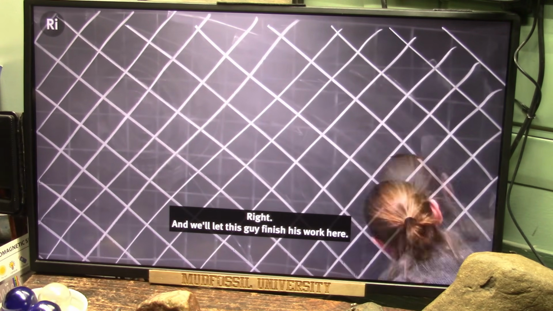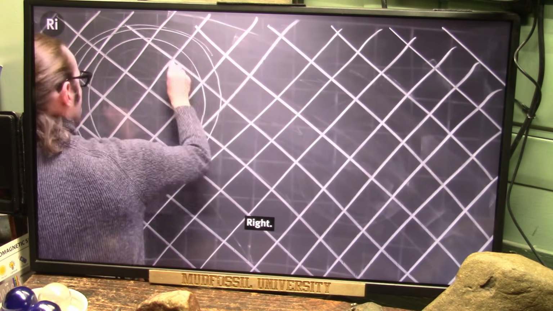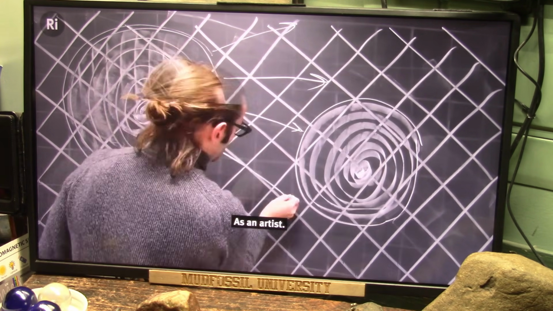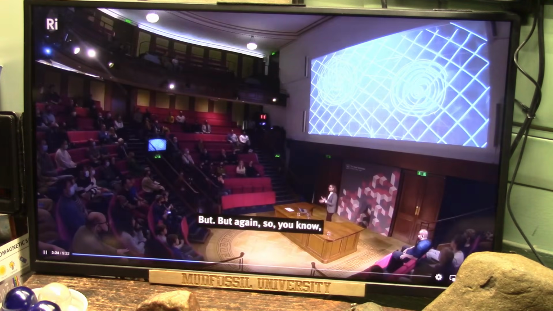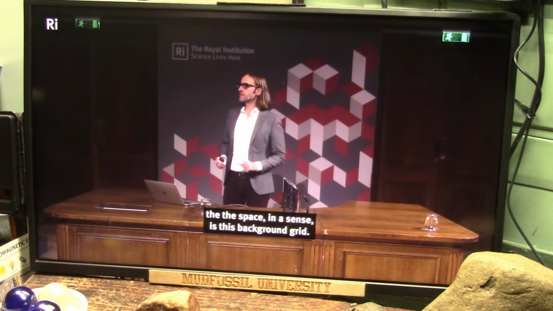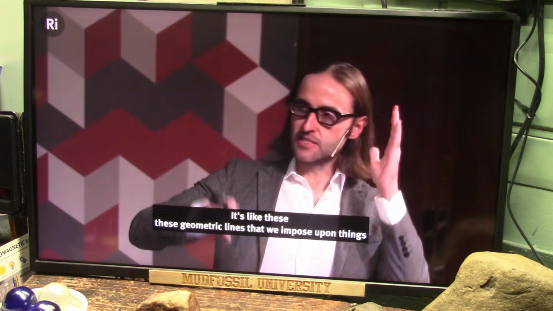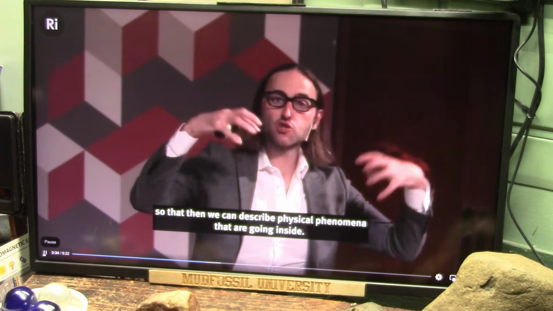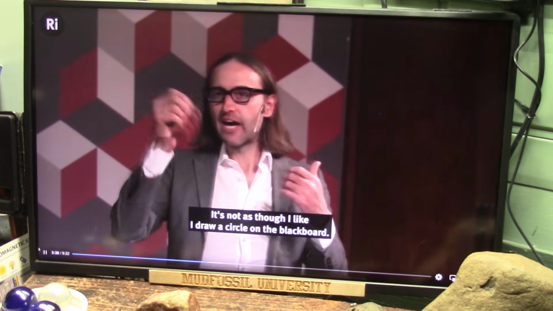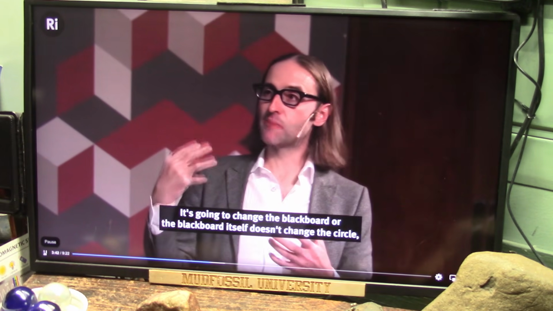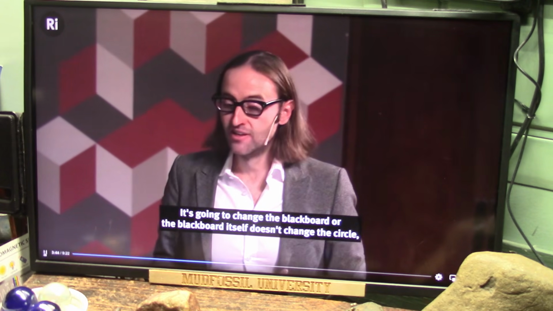And we'll let this guy finish his work here, right? Great, very good. Oh, that's good too. Oh, beautiful. He's an artist. But again, space, in a sense, is this background grid. It's like these metric lines that we impose upon things so that we can describe physical phenomena going on inside. But it's not real. It's not as though I draw a circle on the blackboard and it changes the blackboard, or the blackboard itself changes the circle.